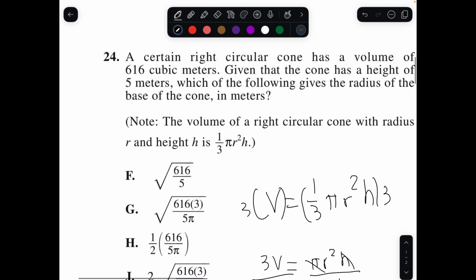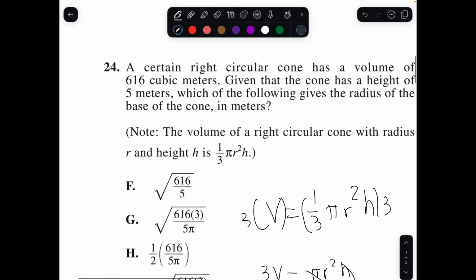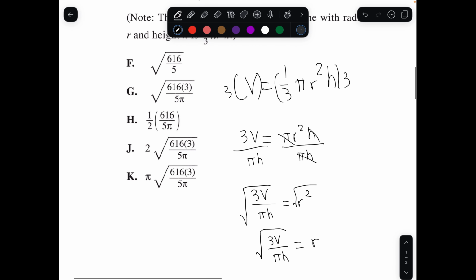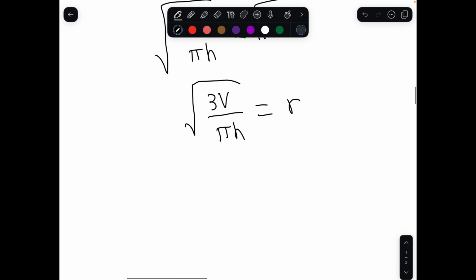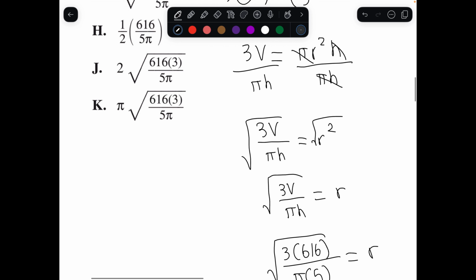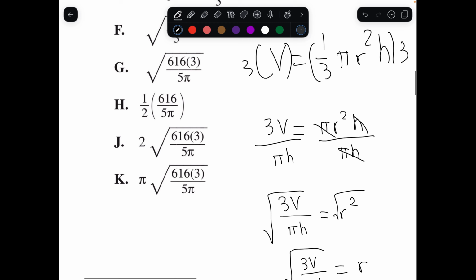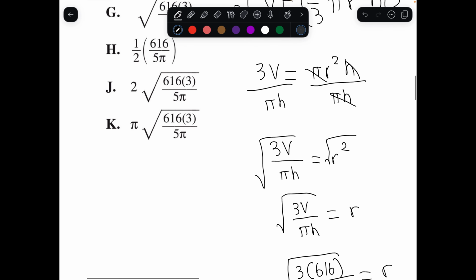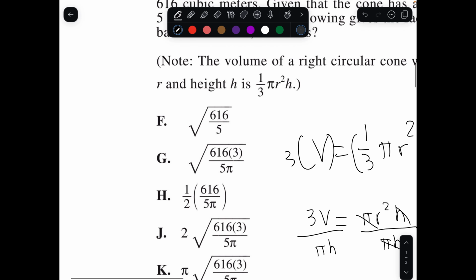Now we can just plug in our volume and height. So v is 616, so just replace v with 616 and replace h with 5. So we want to look for this answer choice, and this matches answer choice G.